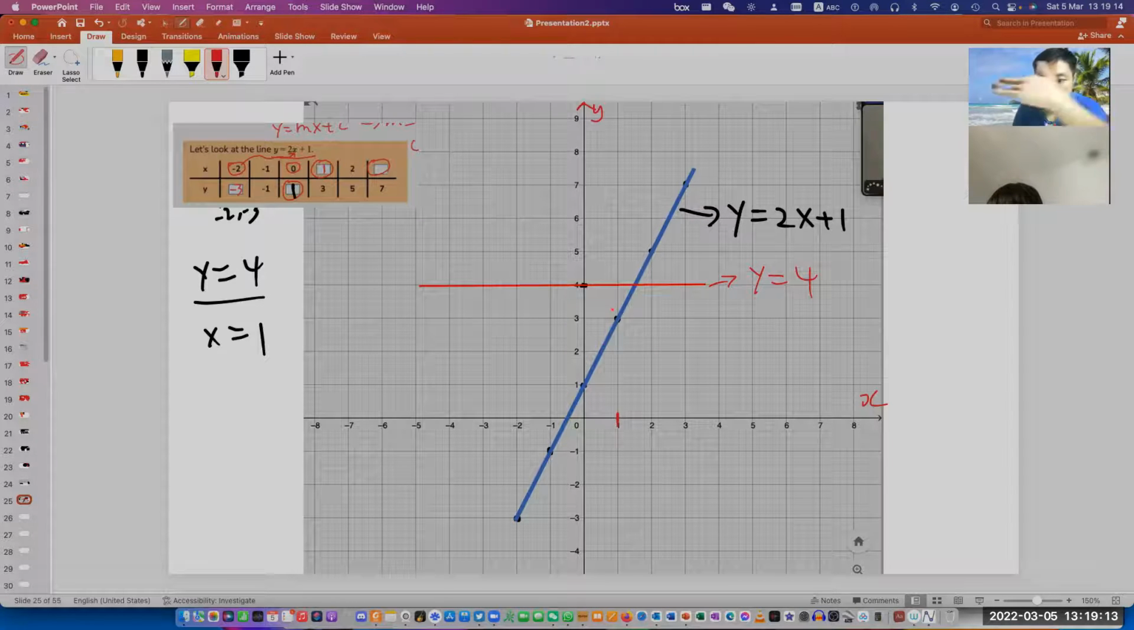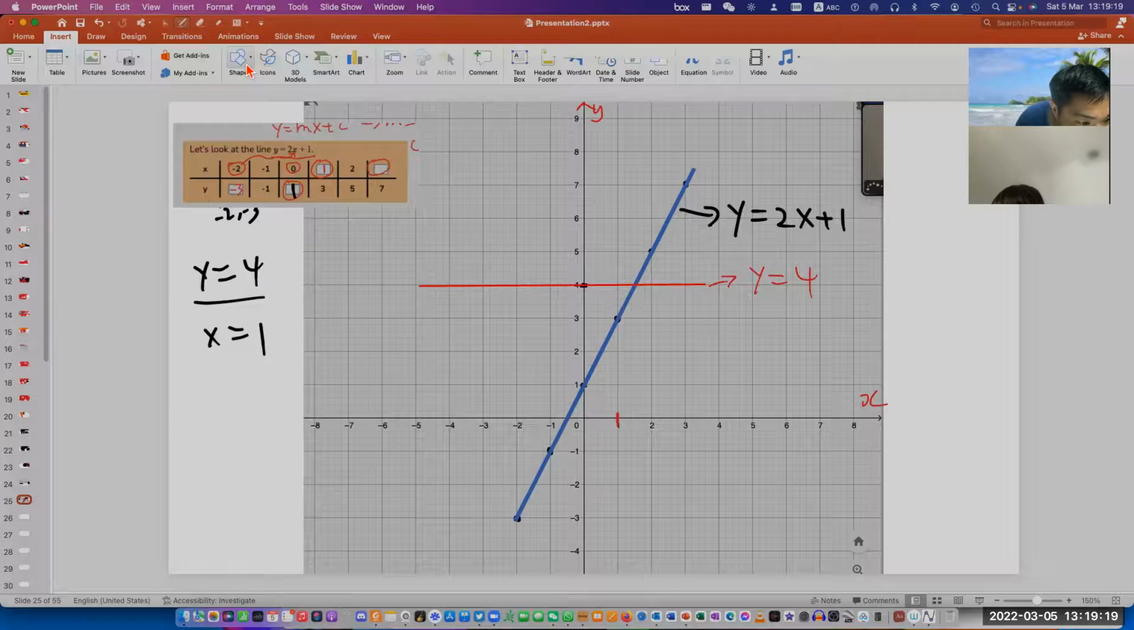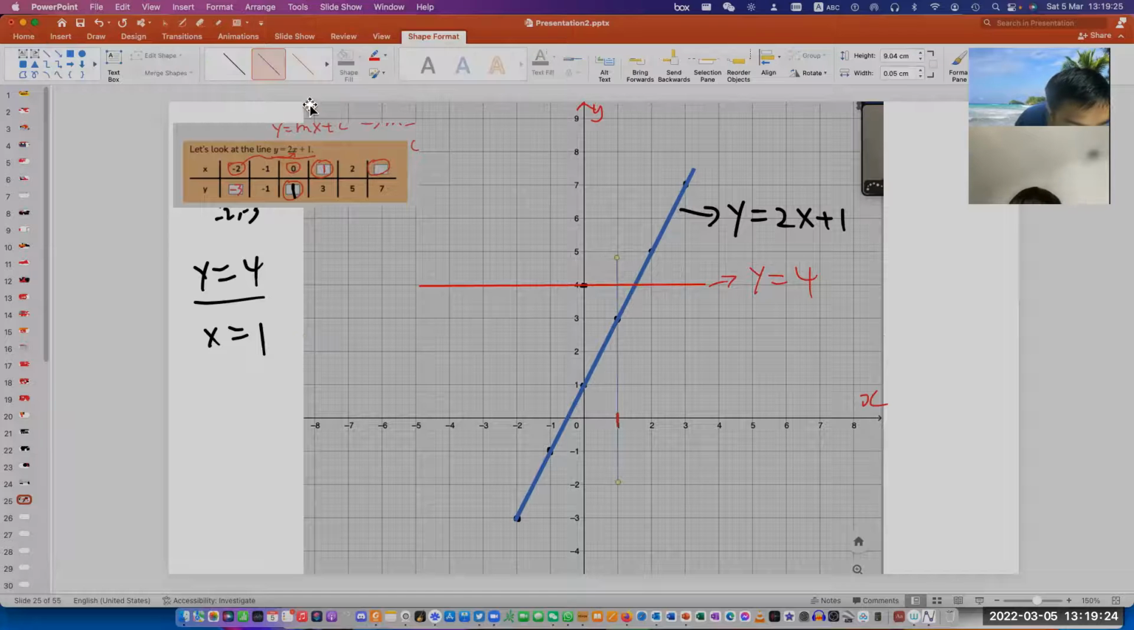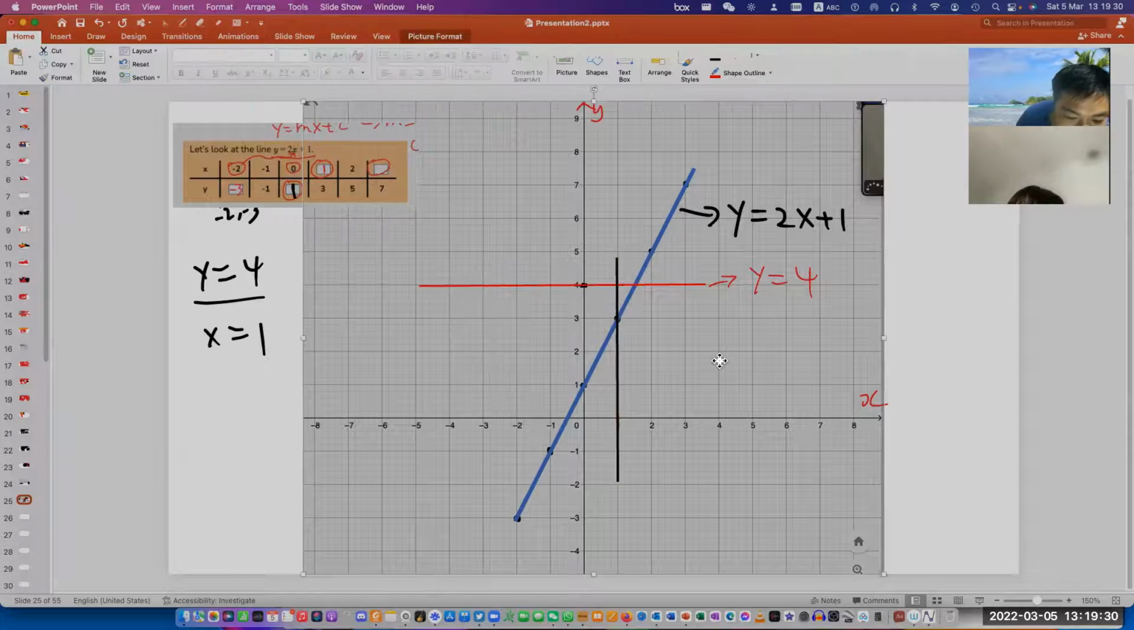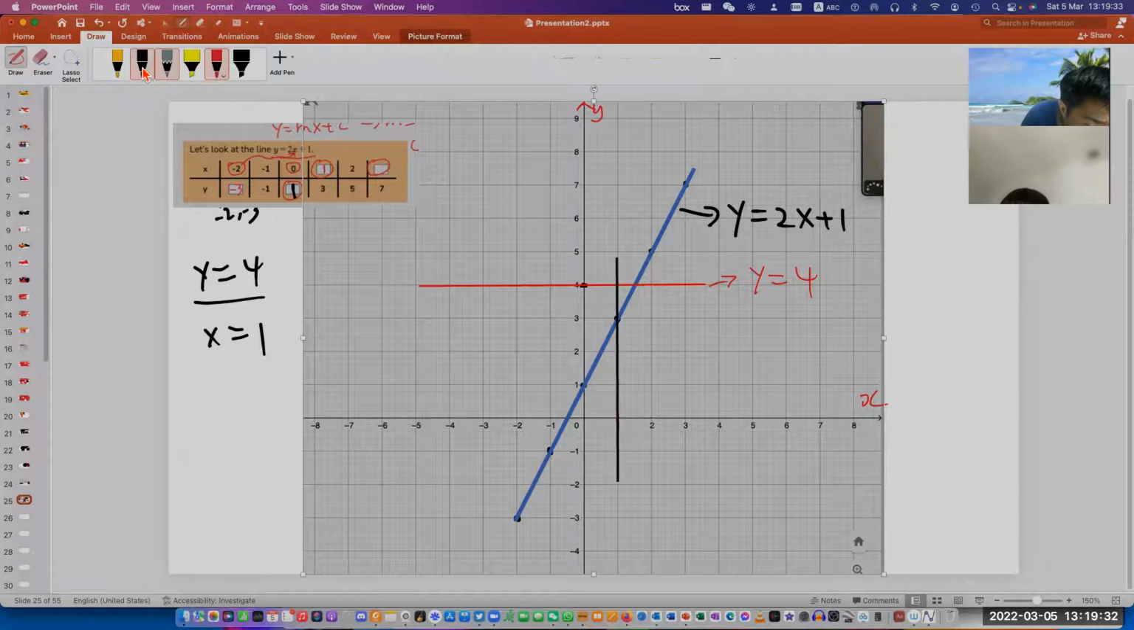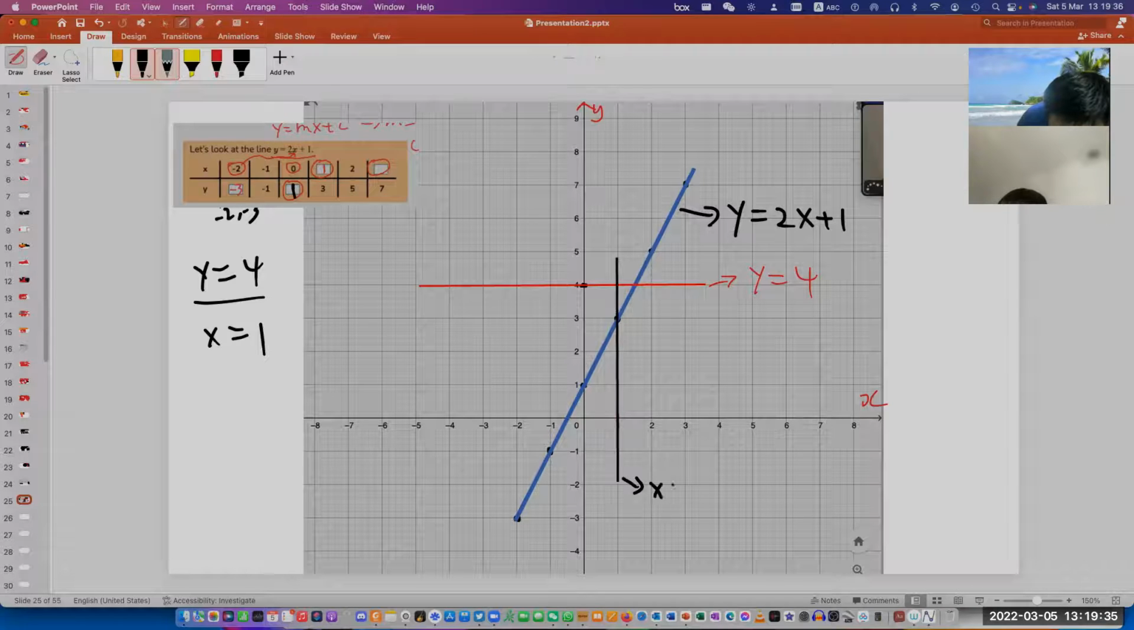So instead of horizontal, it's going to be straight up here. Okay, so I'm going to change to a different color, make it thicker. Then you have to label. So this is your x equals to 1. Hold on. All right. So basically you have drawn this line, and this line.